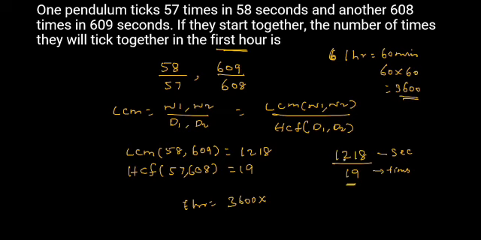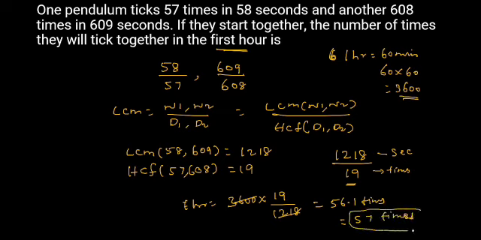So we will just invert this. 19 for 1218 seconds. When we simplify this, it will be approximately 56.1 times. Now when you write it as a whole number, it will tick 57 times. So that's the way of solving the problem. You have to find the LCM and HCF of fractions.